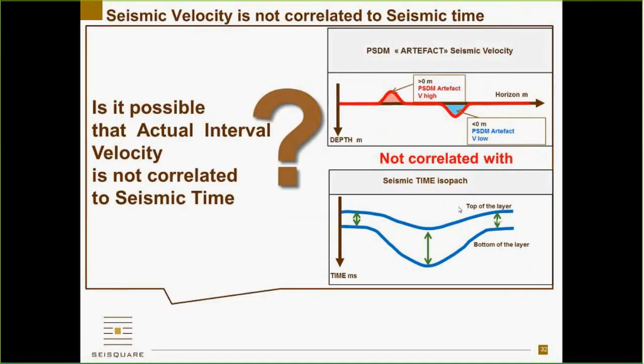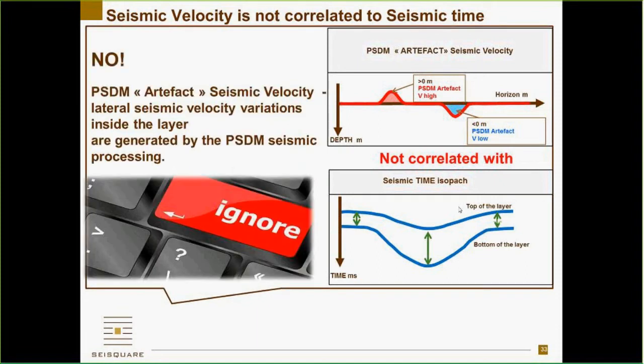So, is it possible that actual interval velocity is not correlated to seismic time? No. PSDM artifact seismic velocities are just lateral seismic velocity variations inside the layer which are generated by the PSDM seismic processing. It means that PSDM artifact seismic velocity is not correlated with seismic time isopach, and we should ignore this PSDM artifact seismic velocity for depth conversion.